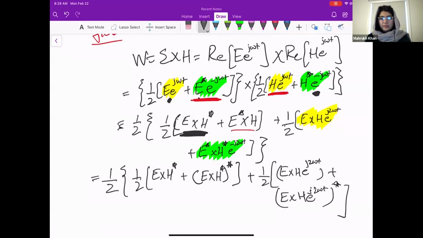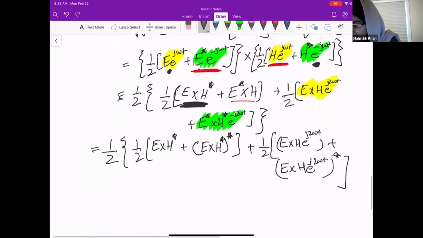Okay, so what I did here is that I took the conjugates. The conjugate of the complex number gives us minus j omega t. So that's why I put the positive sign here. One minute, I'll tell you.